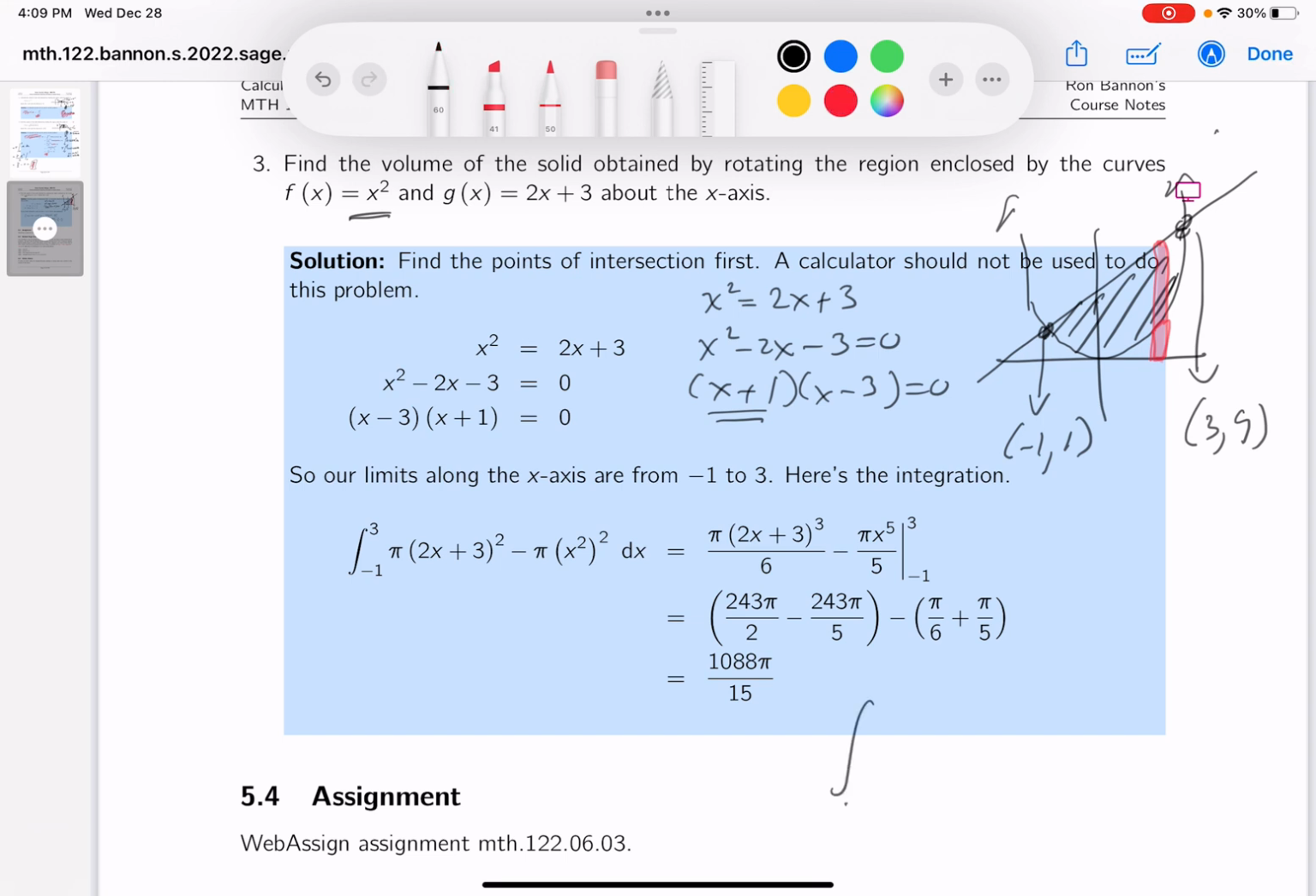I'm going to be starting at minus 1 and going up to 3. It's going to be pi. I'm going to do the big one first. And the big one is that the height of that is going to be 2x plus 3. So 2x plus 3 squared minus the lower one, which is pi. And the differential is going to be dx. And what's the smaller guy going to be? Its height is just x squared.